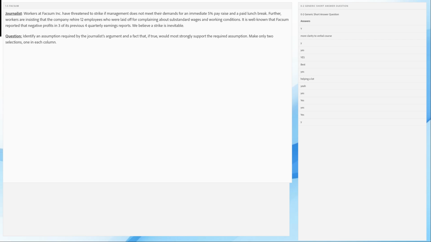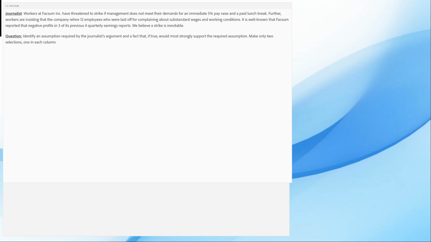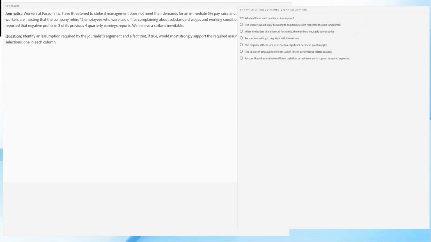Here is the question stem over here, and you can see: identify an assumption required by the journalist's argument and a fact that, if true, would most strongly support the required assumption. Okay. So I'm going to leave you with this, and here are the answer choices, so that you have that. These are the same 6 answer choices.